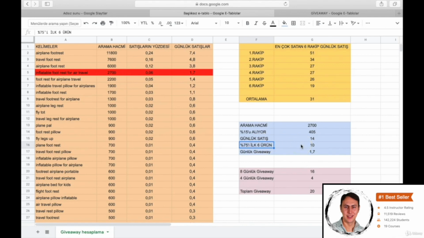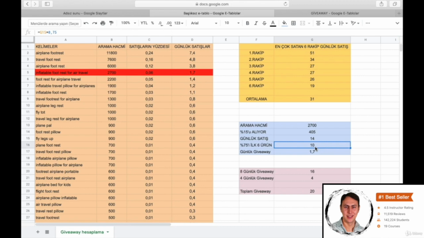Our calculation is correct. We have found that we need to make 1.7 giveaways daily. Of course, since we cannot give 1.7 giveaways, we have determined our daily giveaway number as 2. For the keyword inflatable footrest for air travel, which is our target keyword, we found our daily giveaway amount as 2. If you make 2 giveaways a day, you can replace your competitors in the top 6. If you enter the search volume of your target keyword in this table, you can also see that our table immediately makes the calculation.